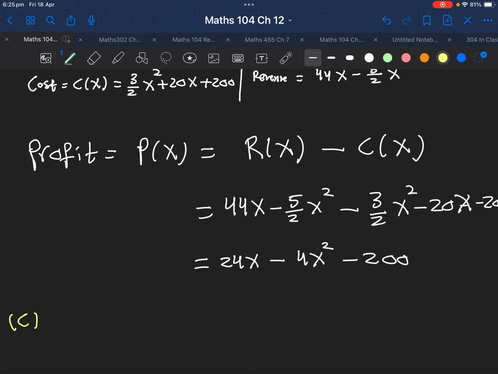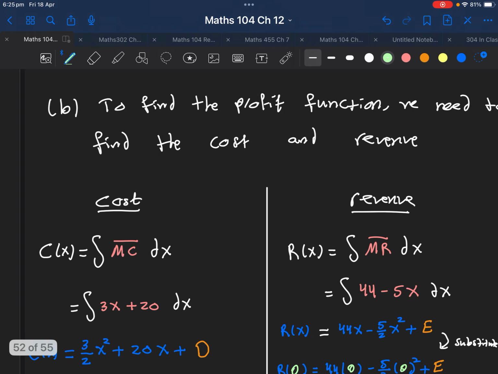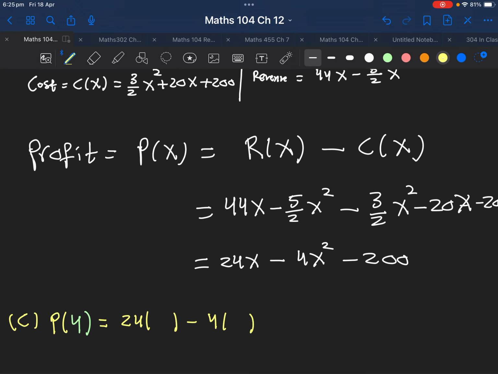Finally, part C, we are asked to find the profit exactly at the optimal level. Remember, the optimal level was 4. So here we need it exactly at 4. How do we find it at 4? We just plug in 4 instead of each x you see in the question. Maybe the answer will be positive, maybe it will be negative, we don't know. Let's check what happens if we plug in 4 here and 4 here.